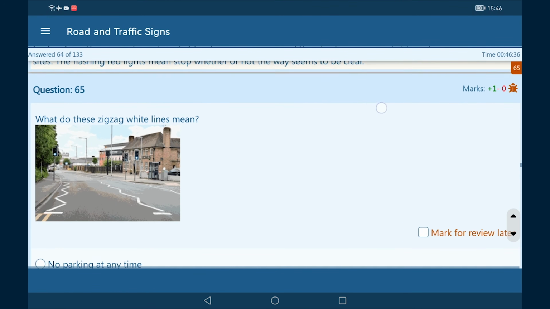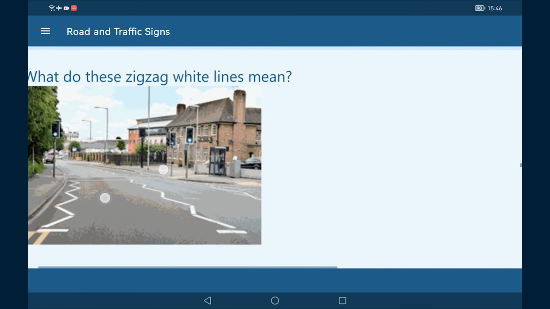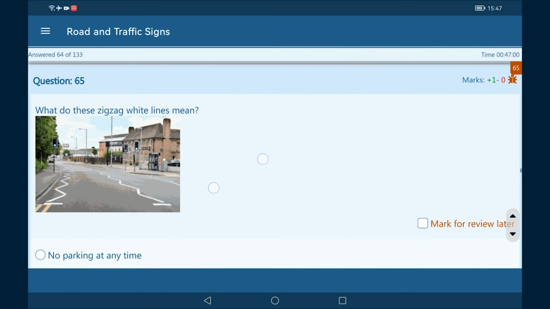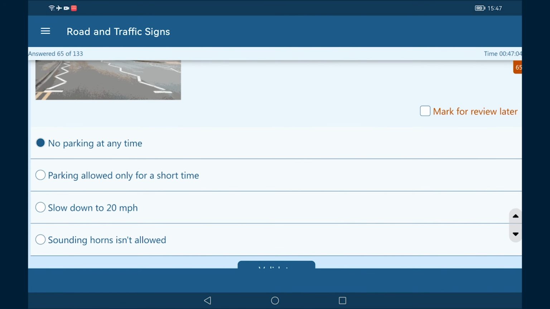Question 65. What do these zigzag white lines mean? Option 1. No parking at any time. Option 2. Parking allowed only for a short time. Option 3. Slow down to 20 miles per hour. Option 4. Sounding horns isn't allowed. The correct answer is Option 1. That is, no parking at any time.